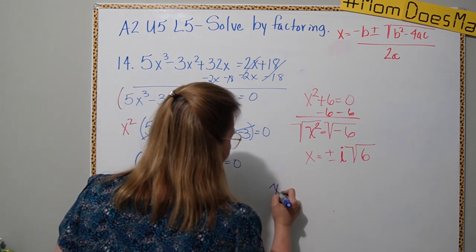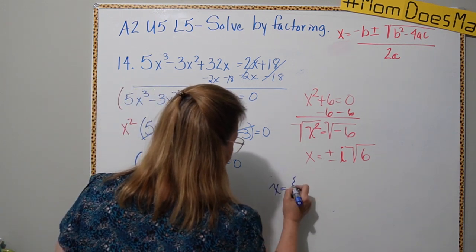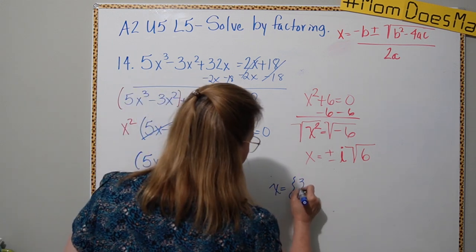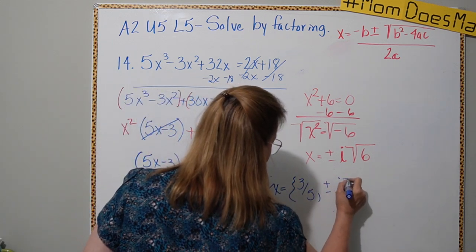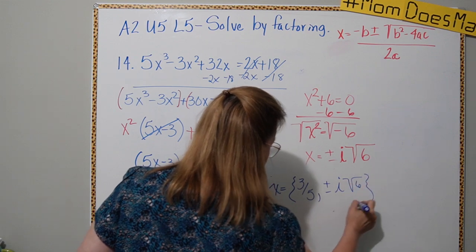So our final answer is going to be x is equal to 3/5 and plus or minus i square root of 6.